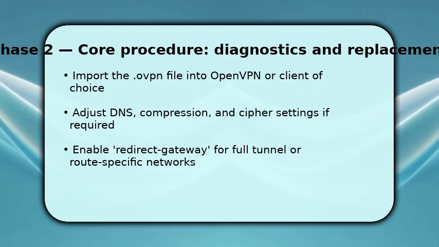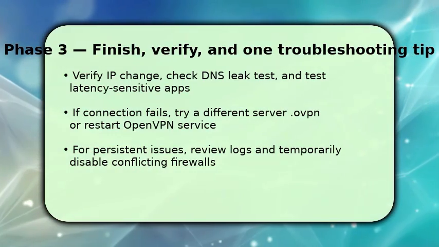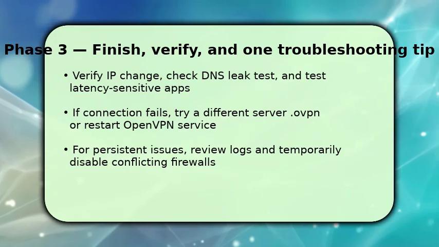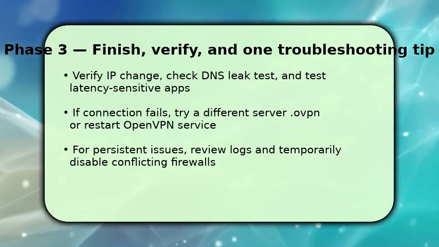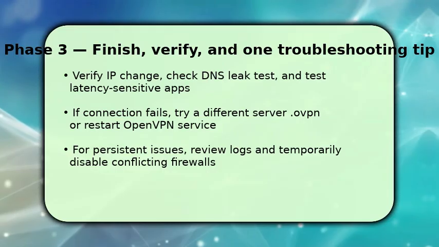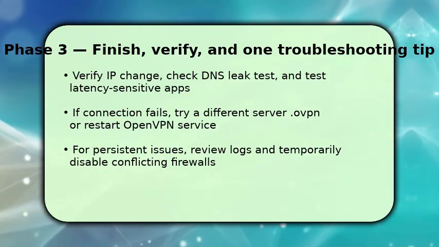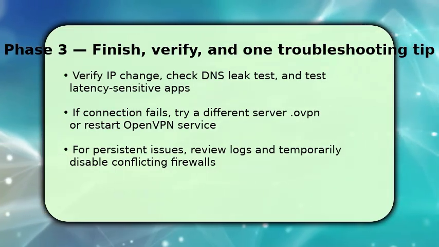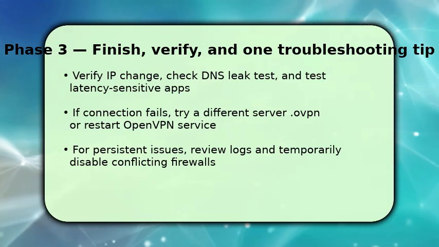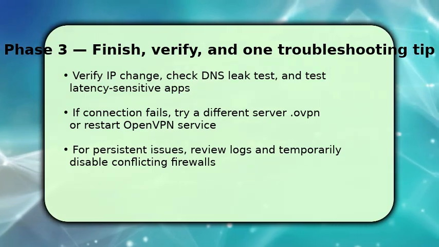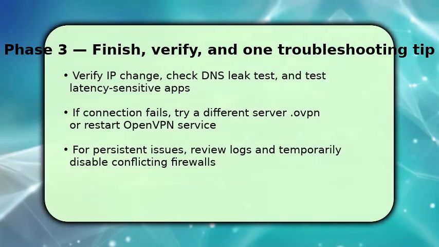To finish, confirm the VPN is active by checking your public IP and running a DNS leak test. This proves both routing and DNS are protected. If you see no change, disconnect and try another .ovpn server from VPN Gate. Servers rotate and availability varies. Make sure to restart the OpenVPN service after switching profiles.